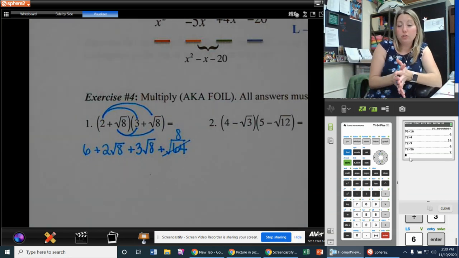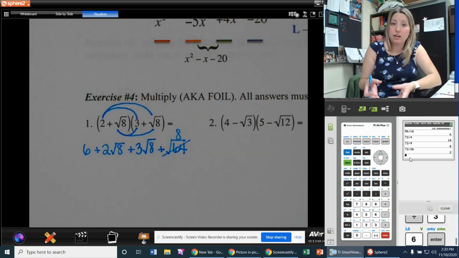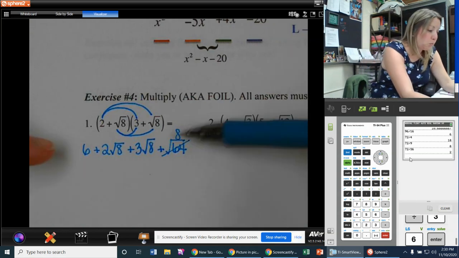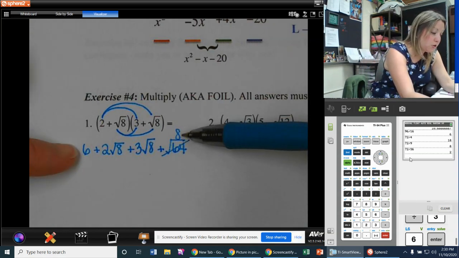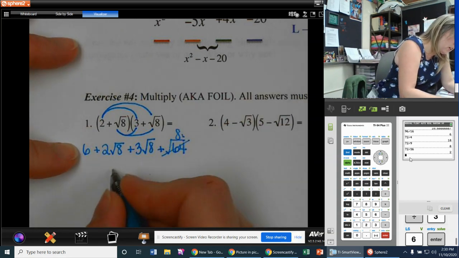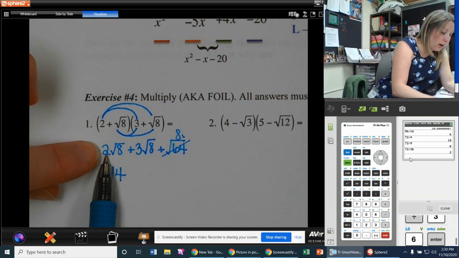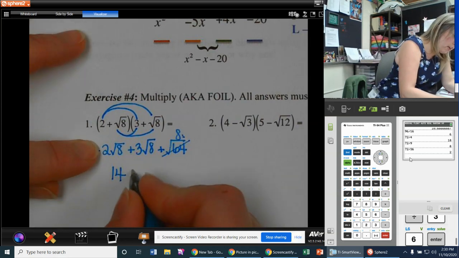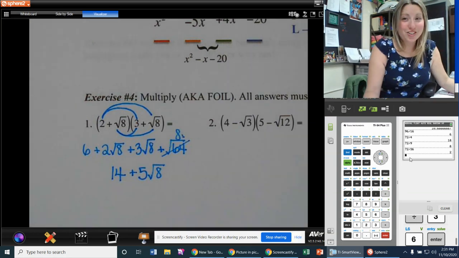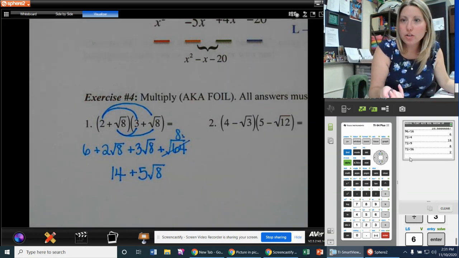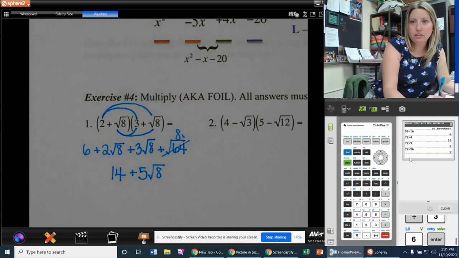So now what I do for the end is I combine any like terms. And since this was a perfect square and I took its square root, these two numbers are now rational. They can add up. So 8 plus 6 is 14 for the front. Then I get 2 radical 8s plus 3 radical 8s. Well, that's 5 radical 8s. And you think you're done, except was radical 8 simplified in the first place?